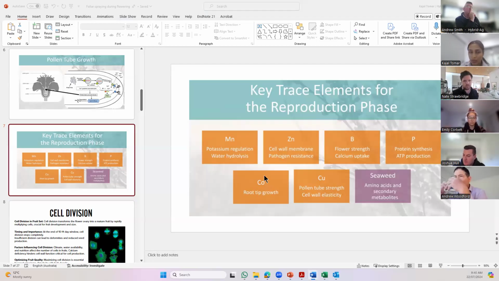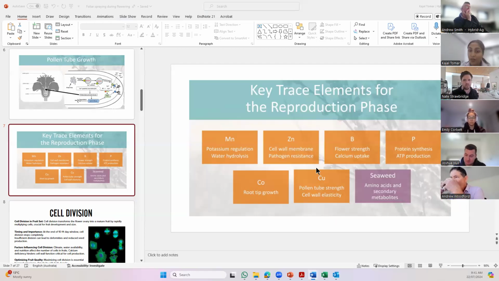Moving to cobalt. Cobalt is important in root tip growth, and root tip growth in return induces a cytokinin response in the plant. When going through the reproductive stages, cytokinin dominance occurs in the plant. So it's very important to have an adequate amount of copper in the roots, and in the foliar as well.